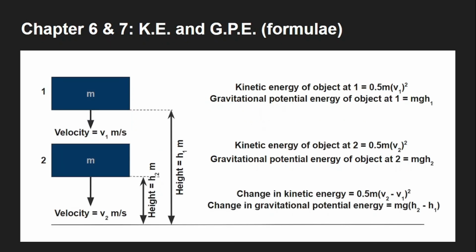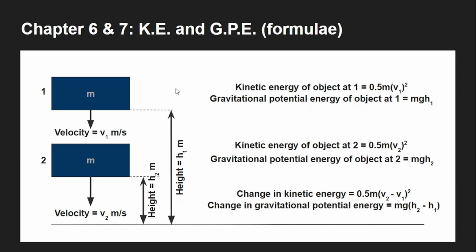Next, we want to look at how to calculate the change in the kinetic and gravitational potential energy of an object. So here's an object falling towards the surface of the Earth, and we have captured it at two different positions. So you've got position 1 and position 2. At position 1, the body has a velocity of v1 meters per second and a height of h1 meters from the surface of the Earth, or the ground, sorry. And then in position 2, it has a velocity v2 and a height h2.